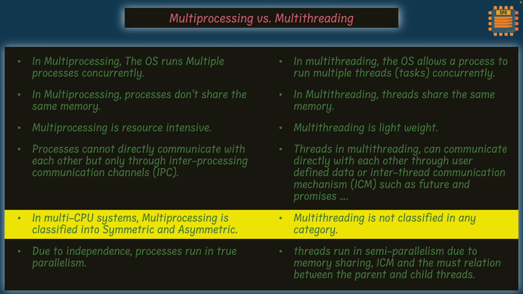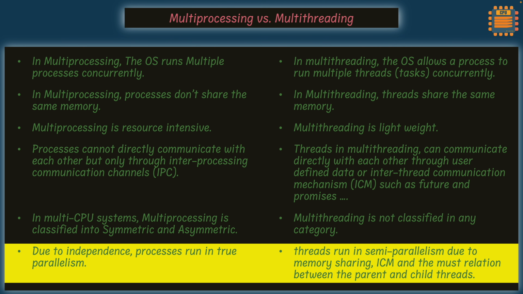Number 5. In a multi-CPU system, multiprocessing is classified into symmetric and asymmetric. In symmetric systems, all CPUs are regarded as a single CPU, combining all threads virtually. We saw this earlier in our tutorial when considering a two-CPU system. In asymmetric systems, one CPU is specialized for data processing and others are dedicated to running processes and threads, making it faster. Multithreading is not classified in any category.